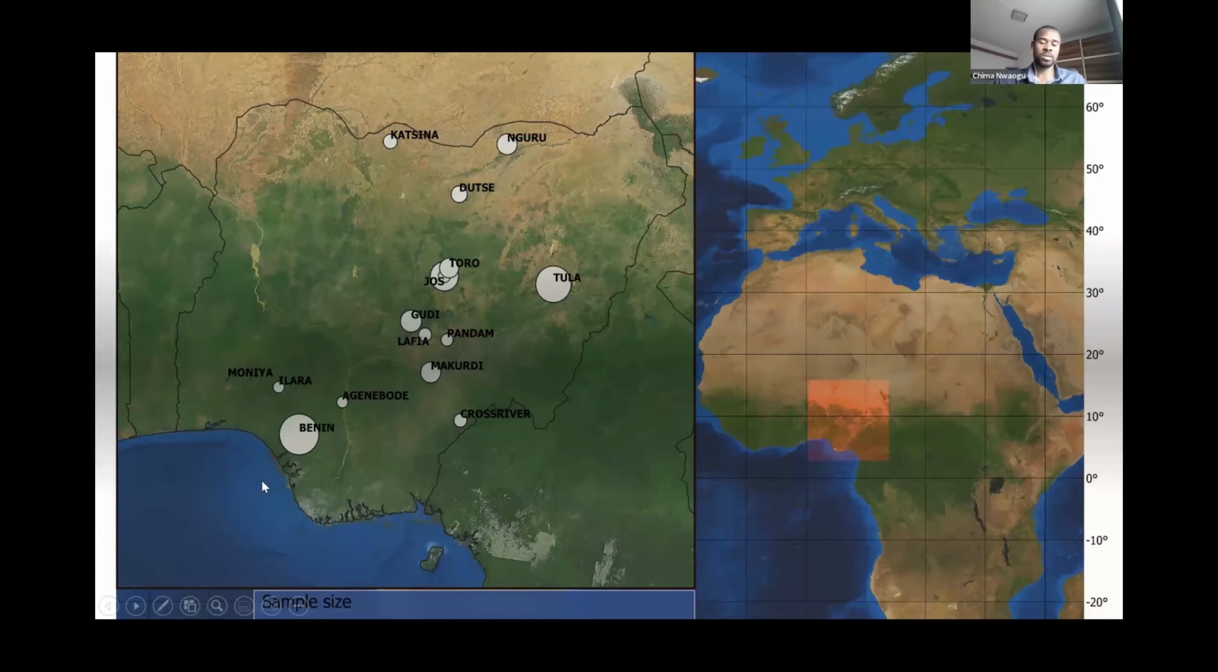So this part is quite wet, and this is very dry. We went from this location down to this location, from the end of January to the first week of April. And the reason why we did that was because the rain starts early in the south and later in the north.